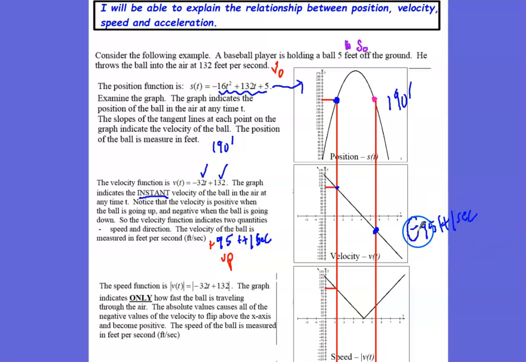The negative indicates that the ball is falling, and you can see that because on this side the ball is going down. That's why velocity has a lot of power, because it can tell you two things. The sign of velocity tells you the direction the object is moving, and the number tells you how fast.